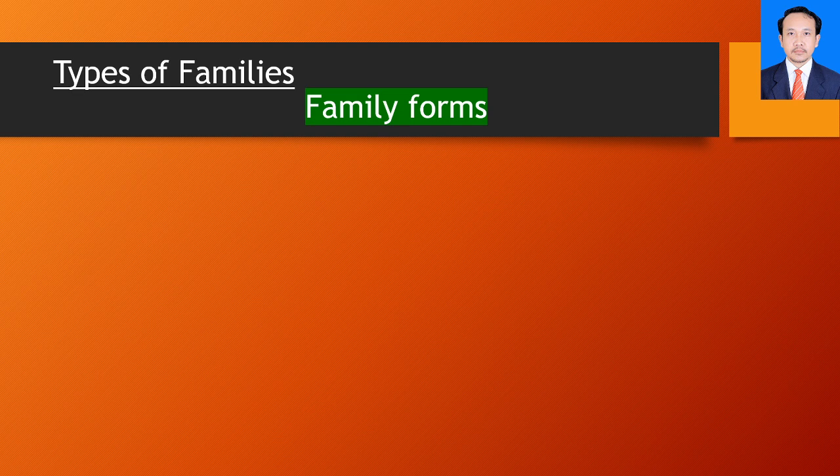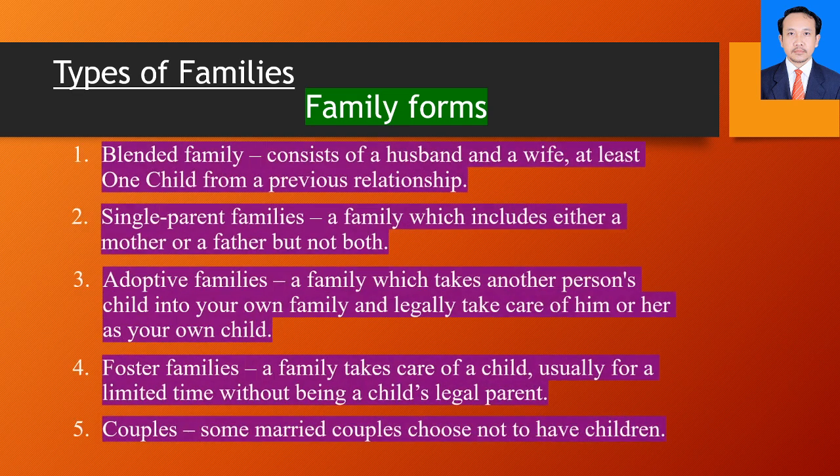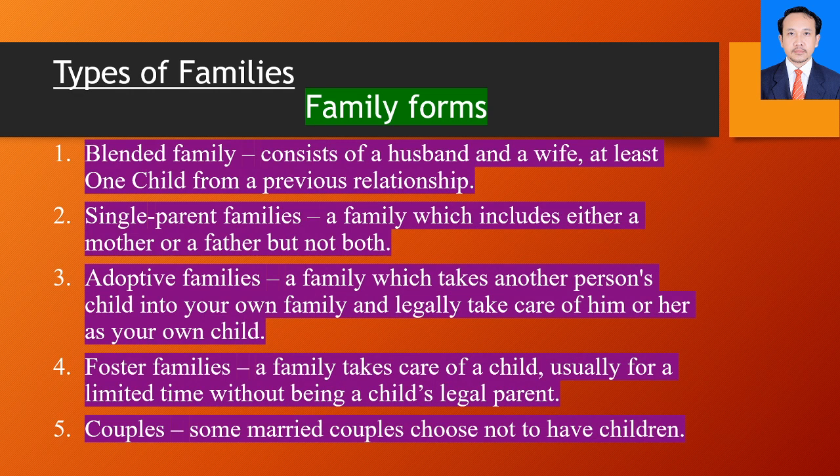So how many forms are there in the family? There are five. The first one is called blended family. If someone asks you, what is a blended family? A blended family refers to a husband and a wife and at least one child from a previous relationship.